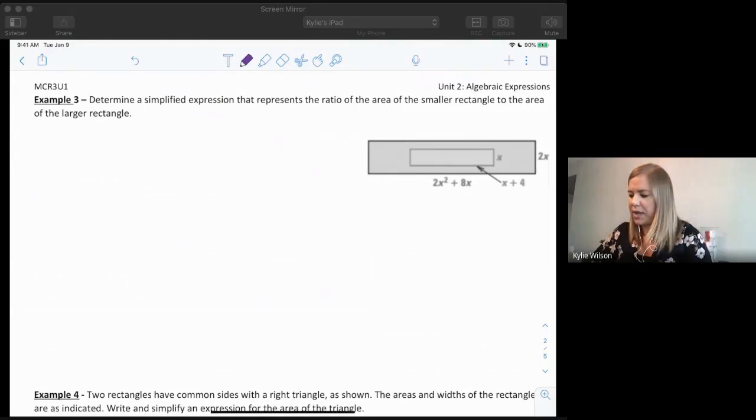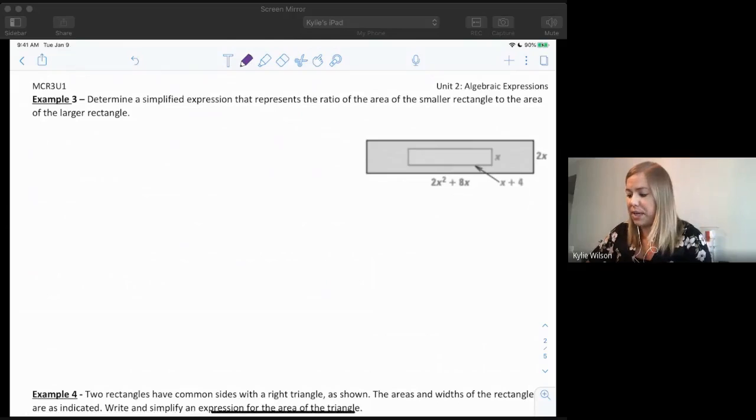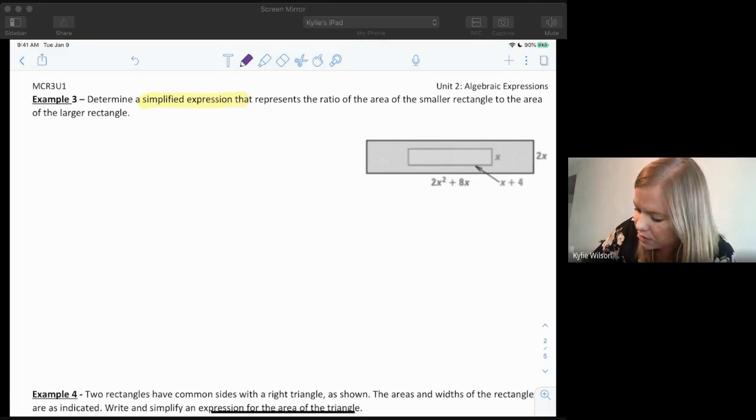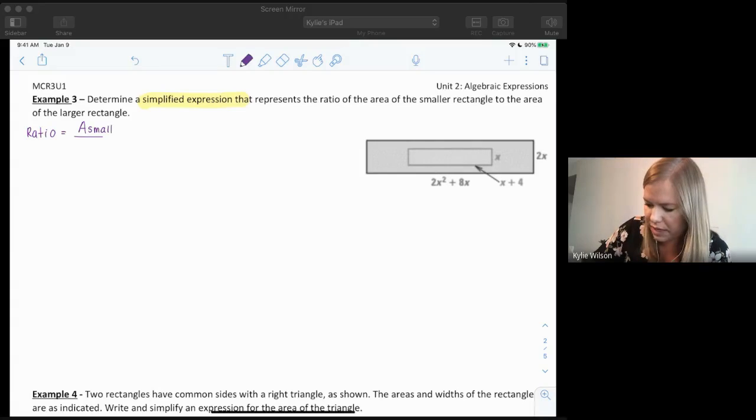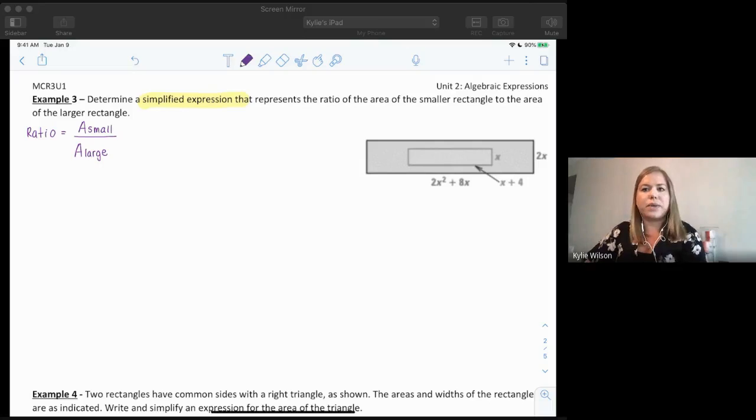So for example 3, we're going to determine a simplified expression that represents the ratio of the area of the smaller rectangle to the area of the larger rectangle. So basically, this is what we're trying to fill in. Our ratio is going to be equal to the area of our smaller rectangle divided by the area of our large rectangle. When it says ratio, it's just asking for a fraction, right? And it says small to large, so that means small is in the numerator, large is in the denominator.